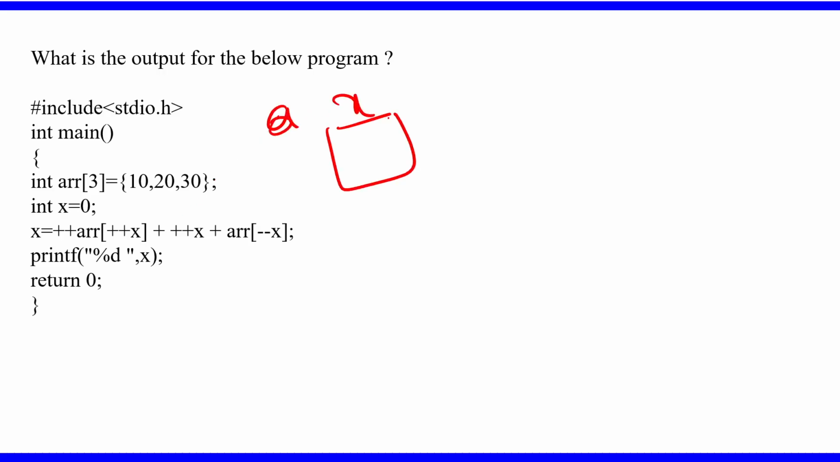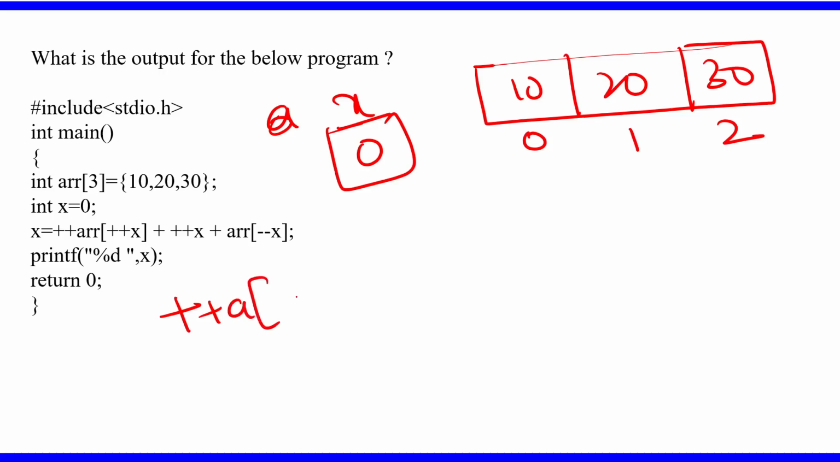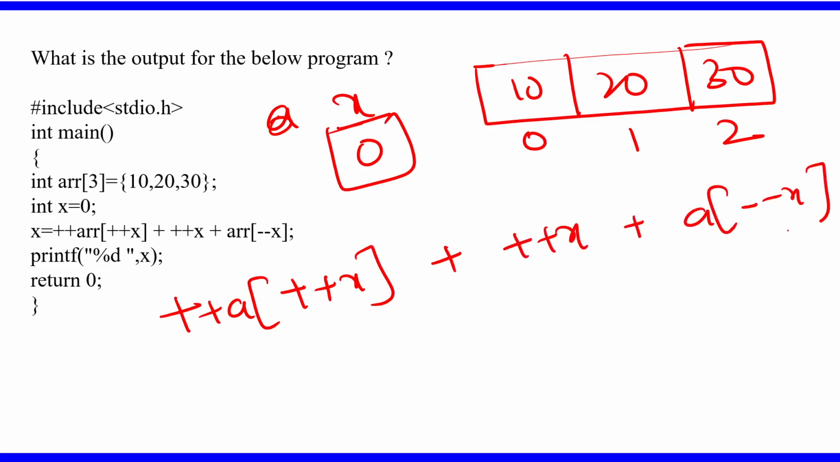x value is 0 in the memory and the array contains 3 values 10, 20, 30. Why am I always drawing this? Because any change you make, you have to update back in the memory. So it is plus plus a of plus plus x plus plus plus x plus a of minus minus x. So start from here. Indexing has more priority, square brackets have more priority. So plus plus x, what is x value? 0. This is pre-increment of x. Because of this, x becomes 1.